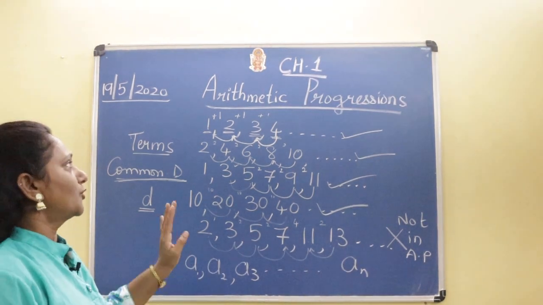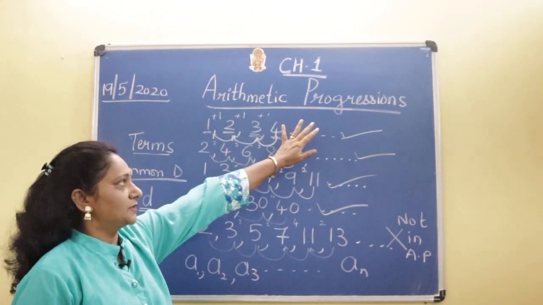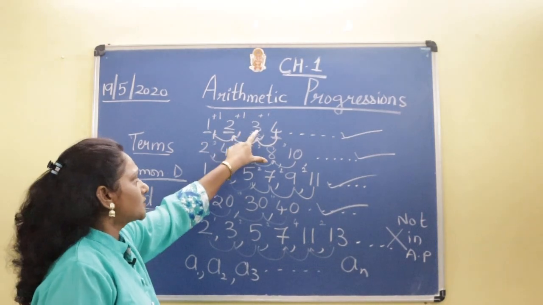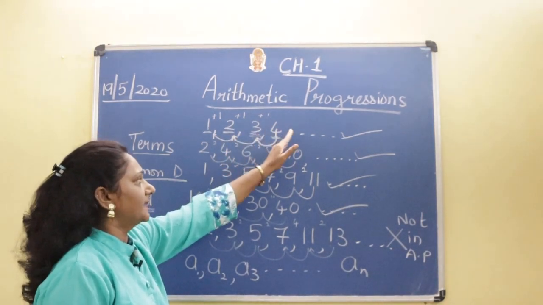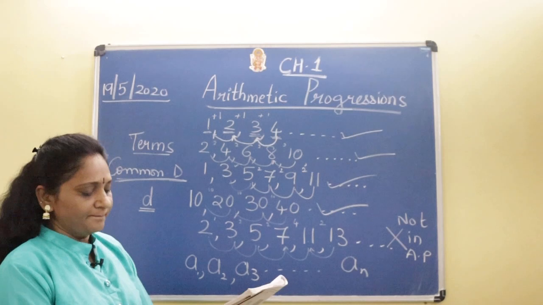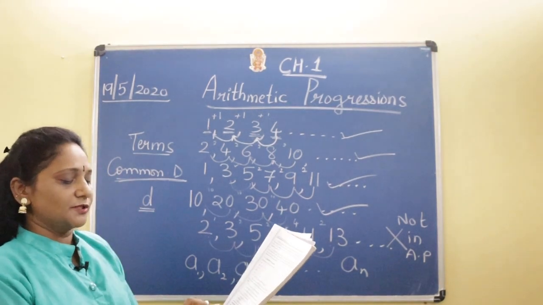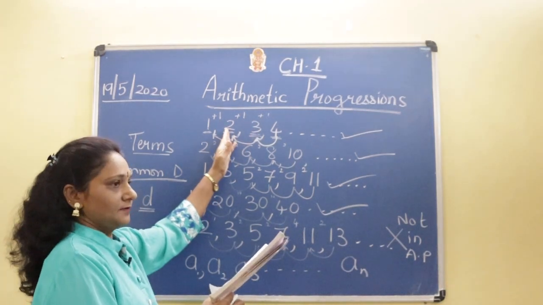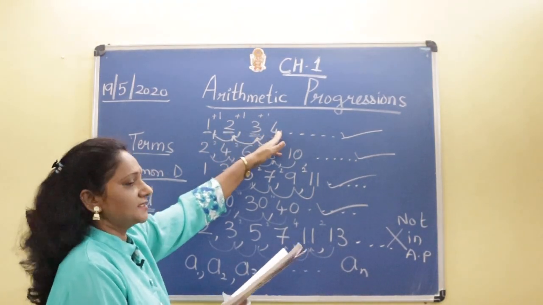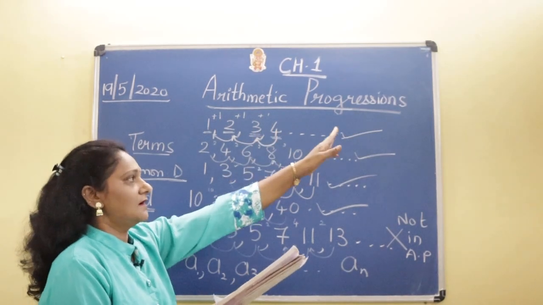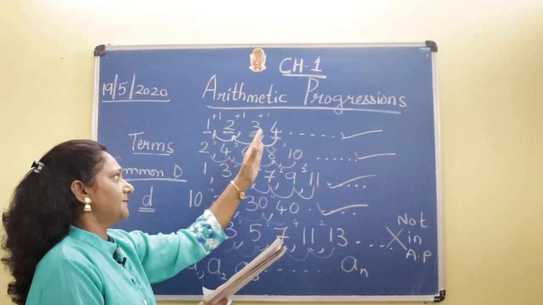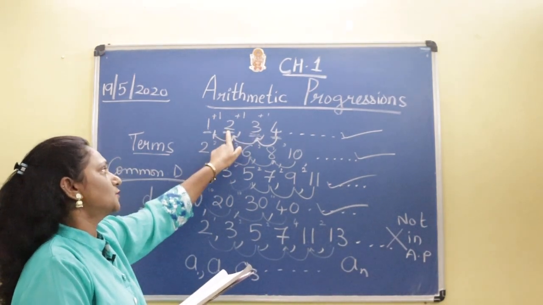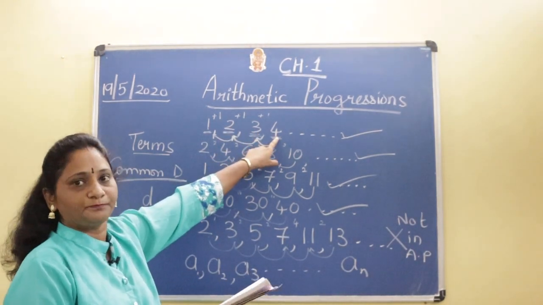So the basic thing you have to understand in arithmetic progression is, it is a list of numbers in which each term is obtained by adding a fixed number to the preceding term. Preceding term means the back term. Succeeding term means the front term. The number which comes after is the succeeding term. The number which comes before is the preceding term. For 3, the preceding term is 2. The succeeding term is 4.